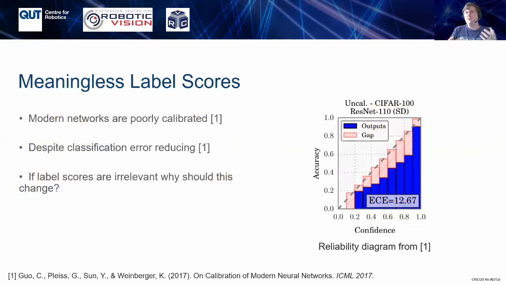Now again, what I gave before was a fairly abstract example, but we can already potentially see what might happen thanks to this way of going about evaluation. If a label score doesn't mean anything, well, we already know that classification neural networks are poorly calibrated, despite the fact that our classification error has been reducing. And if a label score in and of itself is irrelevant, why should this change? Yes, this may affect the MAP scores in some slight way, but it's hard to say explicitly what benefit you are getting from having a well-calibrated detector.